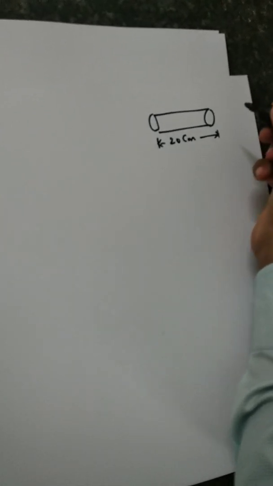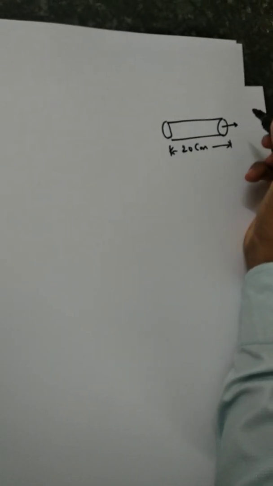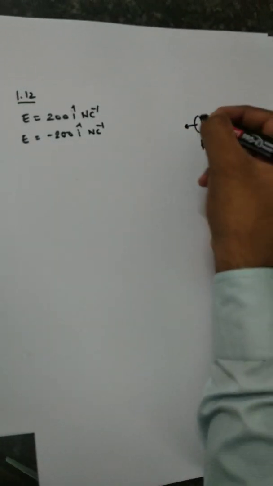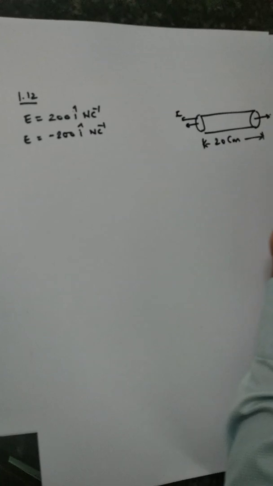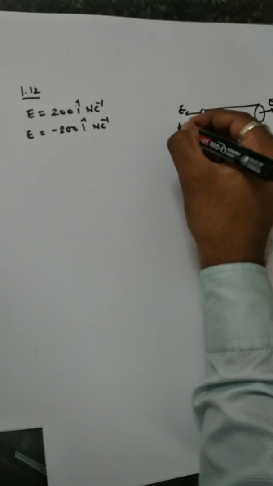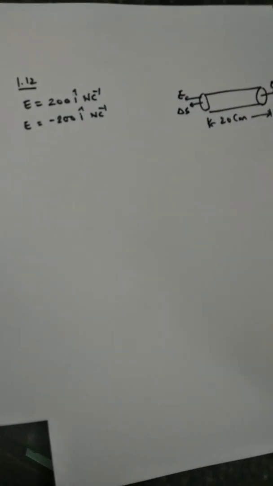given, in which in the positive x direction we have the value of electric field as 200 i Newton Coulomb inverse, and in the negative x direction the value of electric field is minus 200 i Newton Coulomb inverse. So this is the positive x direction, this is the negative x direction. Here the electric field is towards this side, here the electric field is towards this side, and suppose the area will be this side, area will be this side.